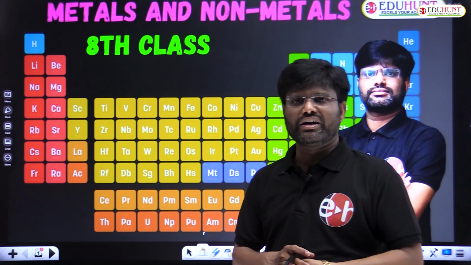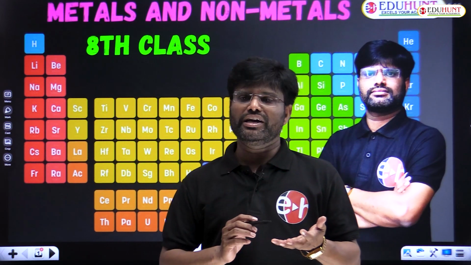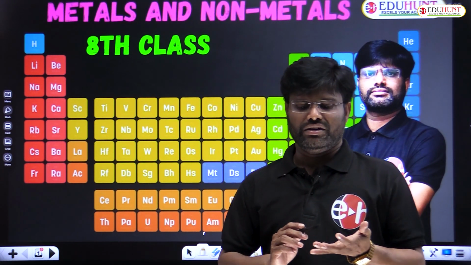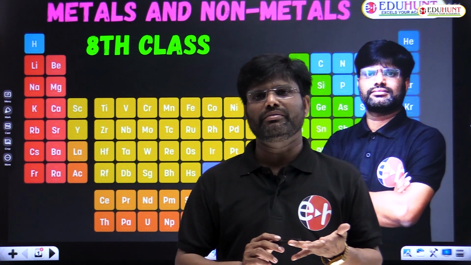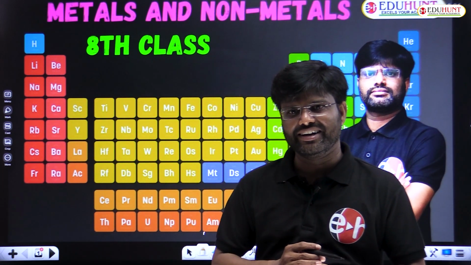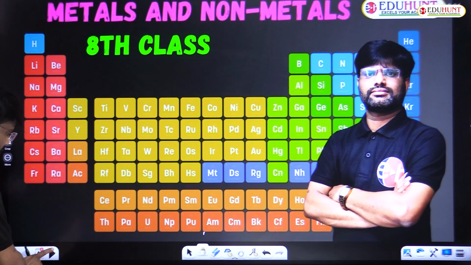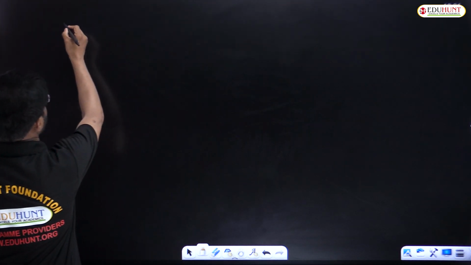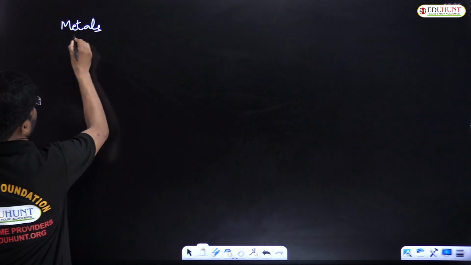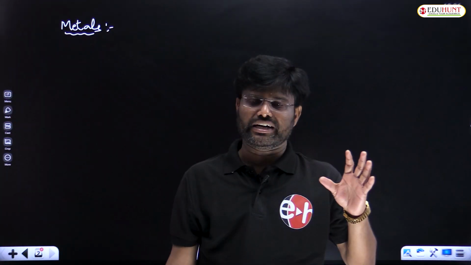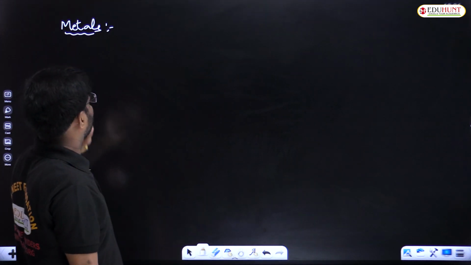And what are metals and non-metals? These are elements. Elements are classified into two types: metals and non-metals, and metalloids and noble gases come under non-metals. Okay, children, understanding? Okay, let's discuss the metals. So what are metals? The tendency of an element to lose electrons is called a metal.